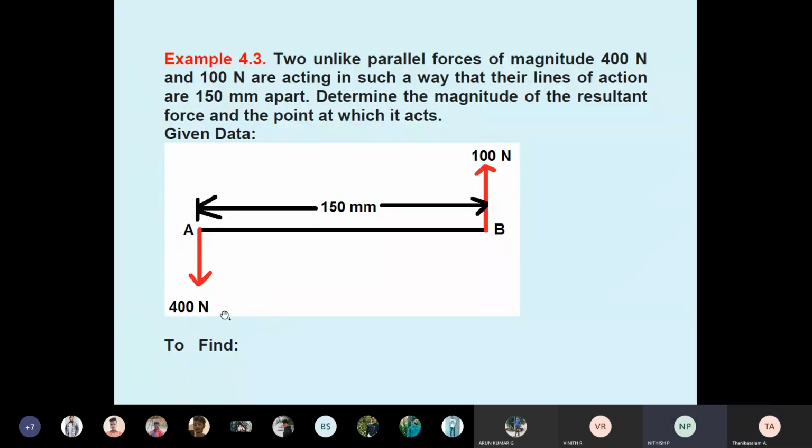Sir, we are taking A as the reference point, sir. Yeah, good, very good, excellent, Mr. Nitish. That's why the 400 not giving moment. Some students are confusing till now.